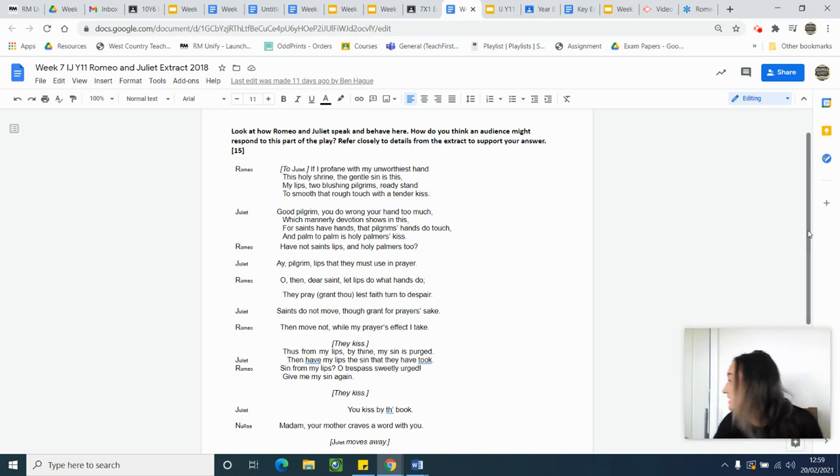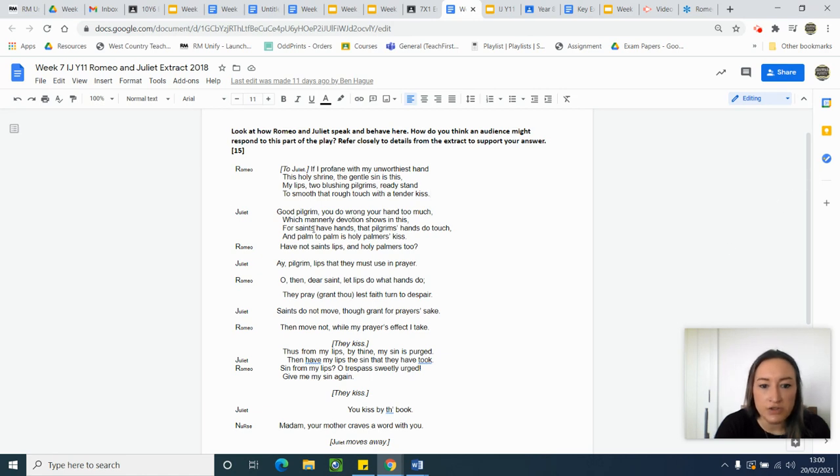Because if we go on a pilgrimage in real life, what happens is that we go to some kind of religious area or religious emblem, whatever religion you are, and by going there, you show your dedication to God, and your sins are purged in some way. And so when he says, "My lips are two blushing pilgrims, ready to stand smooth to that rough touch," he's describing his lips as the pilgrims, and he's saying, if you kiss them, you're going to absolve them of their sin.